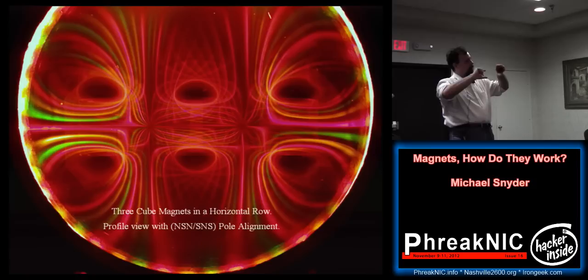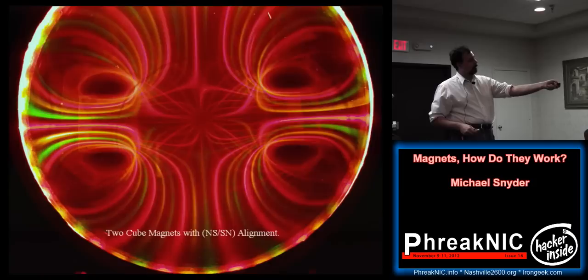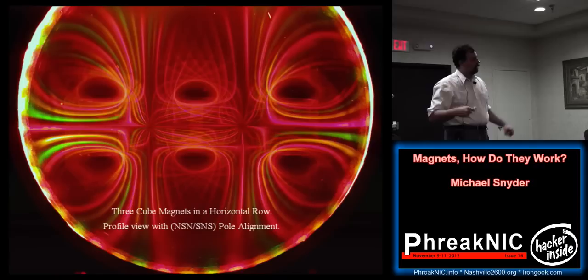Let's go back. The same picture, except the center magnet is flipped. And when that happens, it creates these two nodes that show up. And all the lines run through the nodes, which you can imagine is pretty interesting.